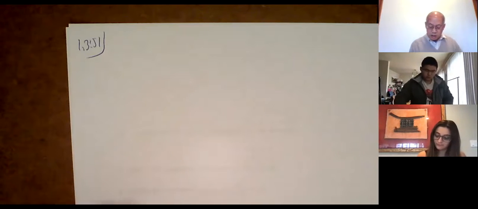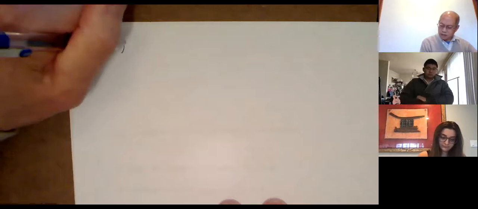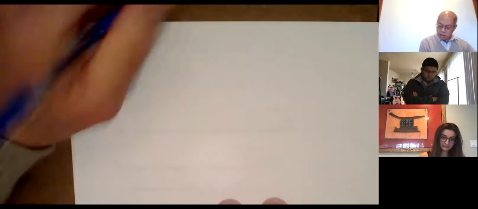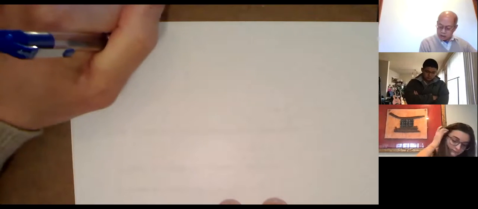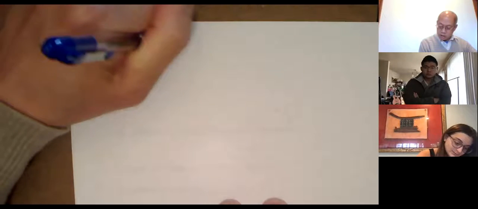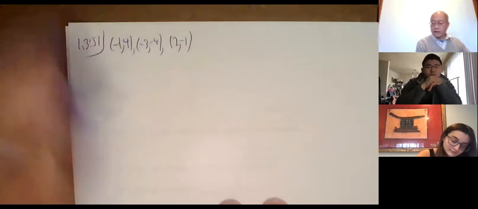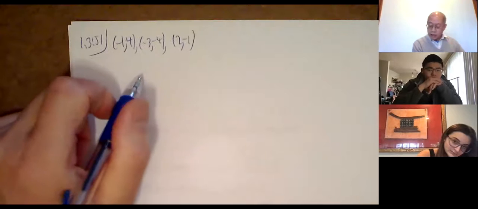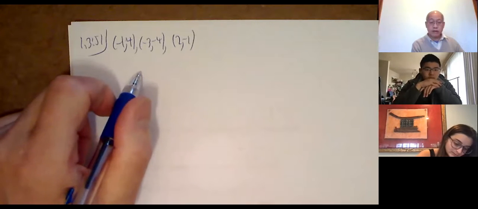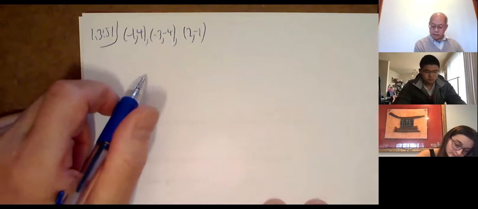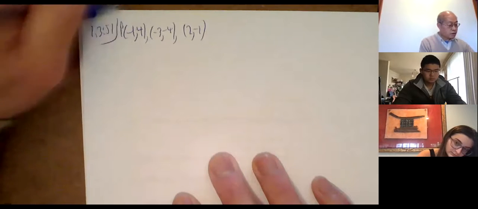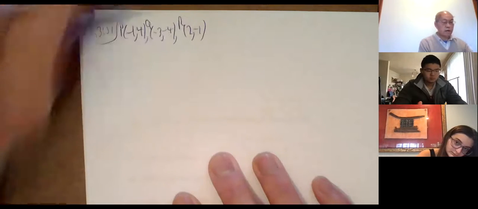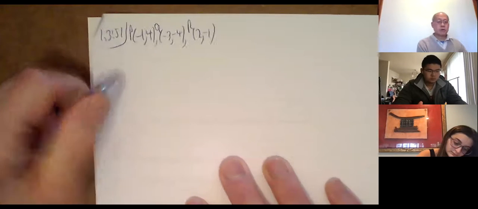Find the distance between the points negative 1, 4, negative 3, negative 4, and 2, negative 1, and show that these are the vertices of a right triangle. Show that you have a right triangle. I'll call them P, Q, and R, just for labeling purposes.